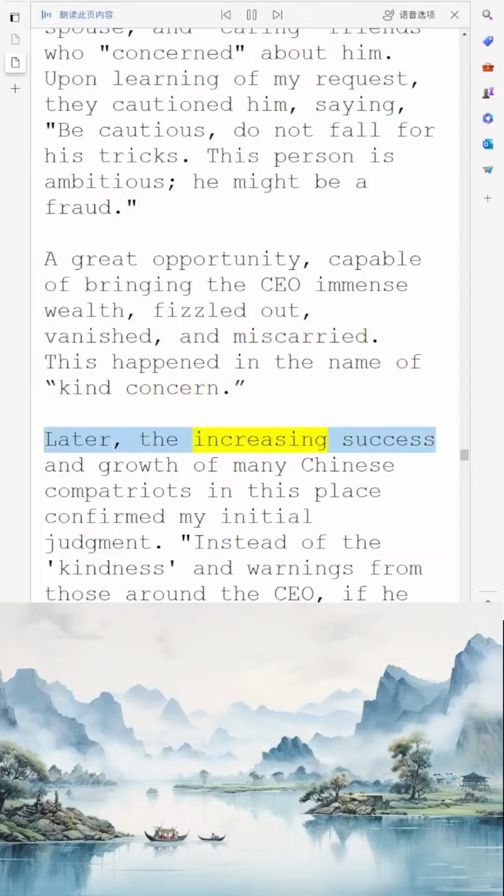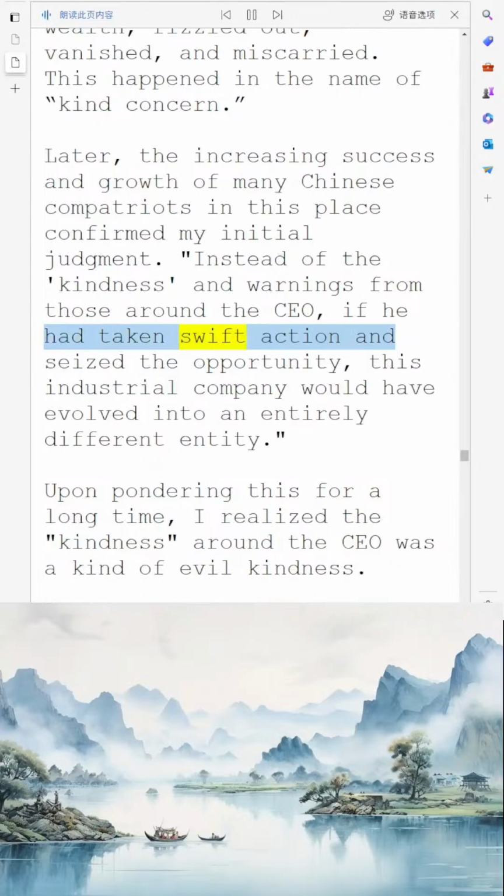Later, the increasing success and growth of many Chinese compatriots in this place confirmed my initial judgment. Instead of the kindness and warnings from those around the CEO, if he had taken swift action and seized the opportunity, this industrial company would have evolved into an entirely different entity. Upon pondering this for a long time, I realized the kindness around the CEO was a kind of evil kindness.